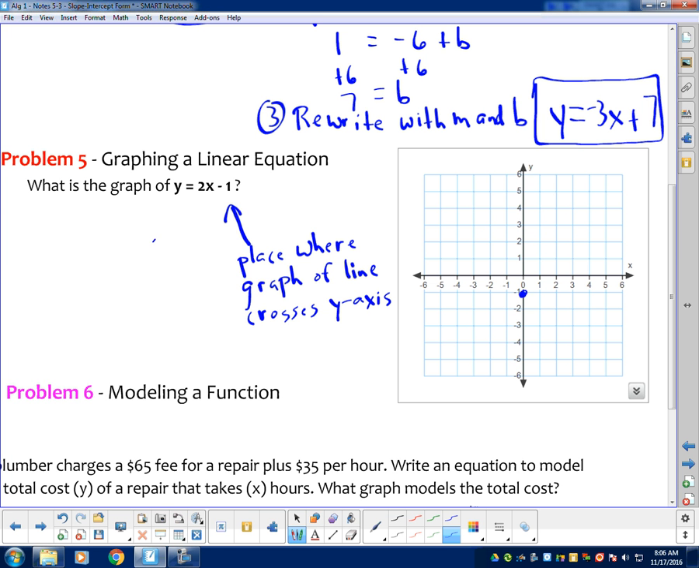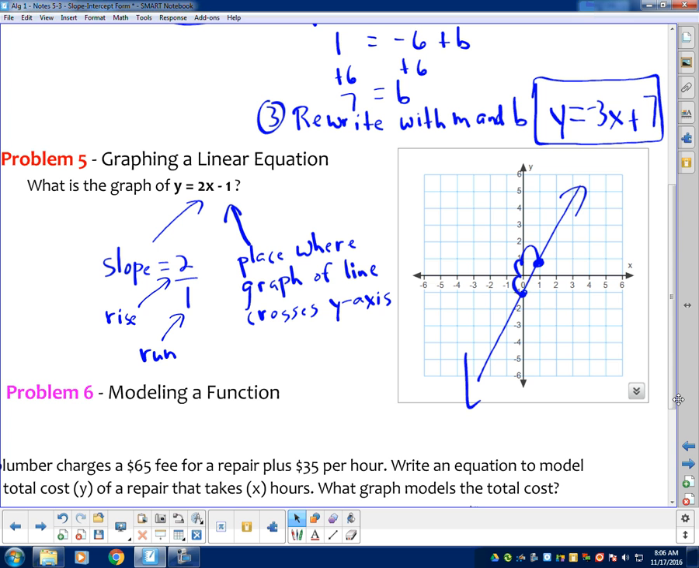And then if we understand that the number in front of the x is the slope, slope is equal to 2, or 2 over 1, remember that the 2 is the rise, the vertical rise, or the change in y, and the 1 is the run, or the horizontal change. So from negative 1, I can go up 1, 2, and over 1, and place a dot there, and then draw a line through those 2 points, and I've got it.